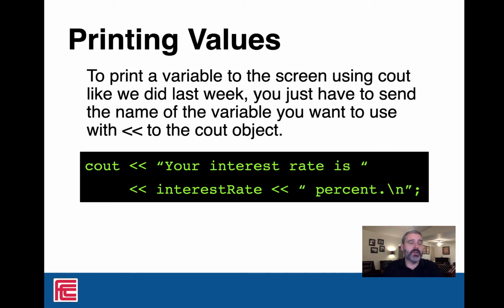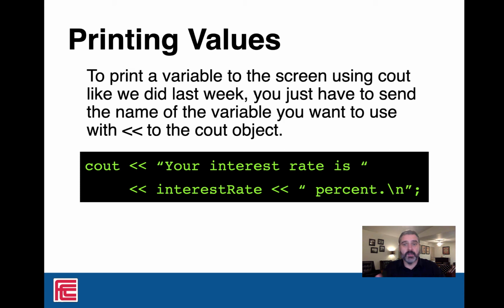So if you actually want to print out the variable like we did last week, no problem. All you have to do is just send it to cout, just like you sent those strings last week. So cout, arrow, arrow, here we have a string, your interest rate is, and then we have another arrow, arrow, because we're sending something different. You have to have only one thing in those arrows. If it's an expression and it evaluates to one thing, that's okay too, but we'll get to that in a second.